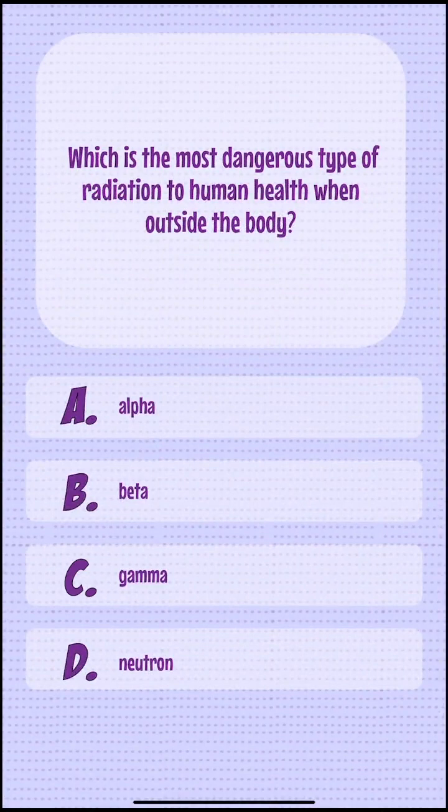Yes, well done. Which is the most dangerous type of radiation to human health when outside the body? What do you guys think? Outside the body. Definitely not neutrons, either alpha, beta, or gamma. Outside. What's the answer? Vote and let me know. C. Yes. Well done, guys. Answer is C.